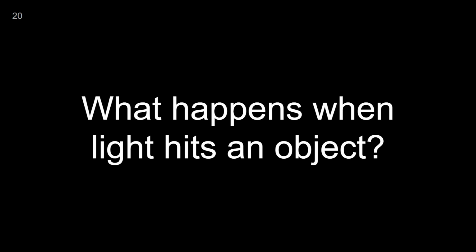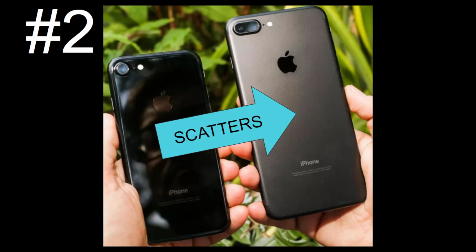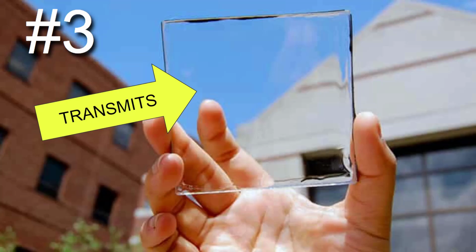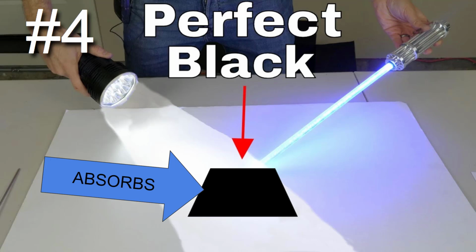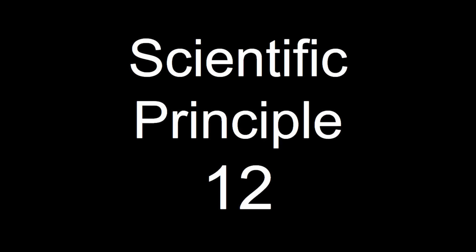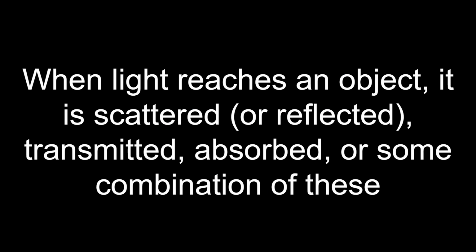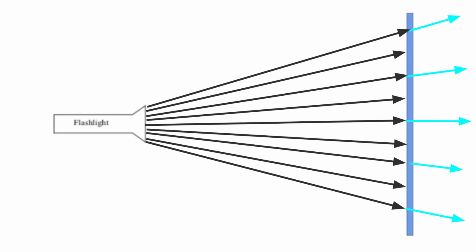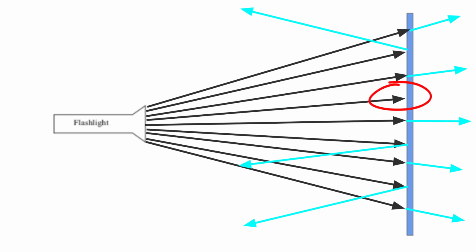So what happens when light hits an object? When light hits an object, it will reflect, scatter, transmit, or absorb, or really any combination of any of these 4. Scientific principle number 12. When light reaches an object, it is scattered or reflected, transmitted, absorbed, or some combination of these. So what happens when light hits a clear window? Well, most of the light will transmit through the window. Some of it will scatter, and a little bit will be absorbed.